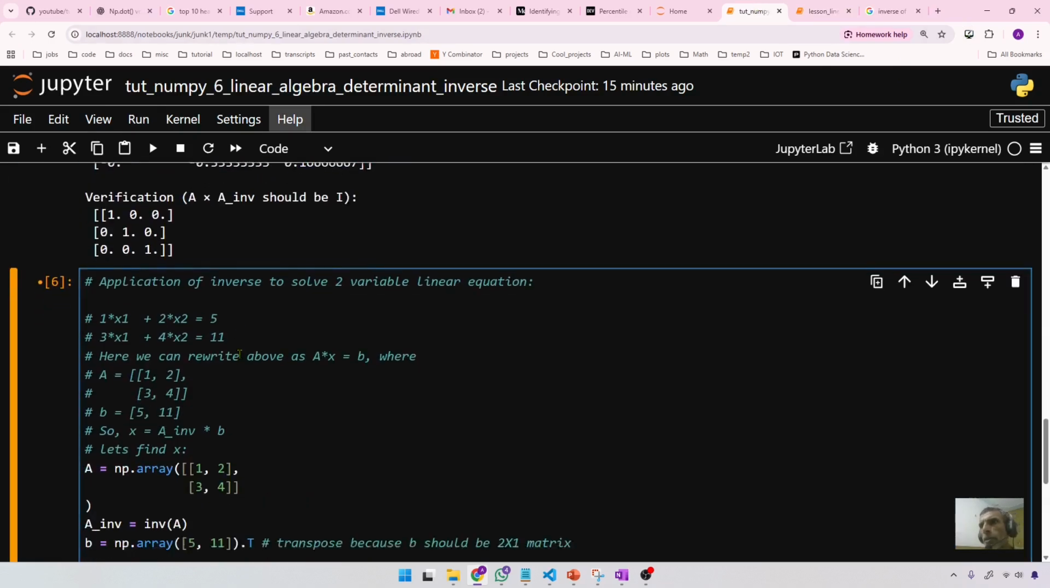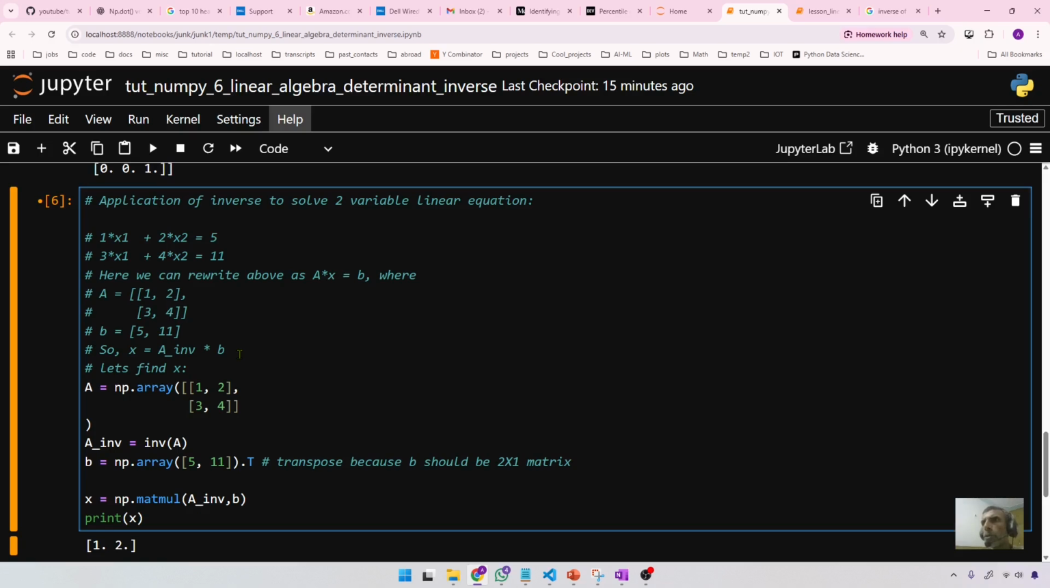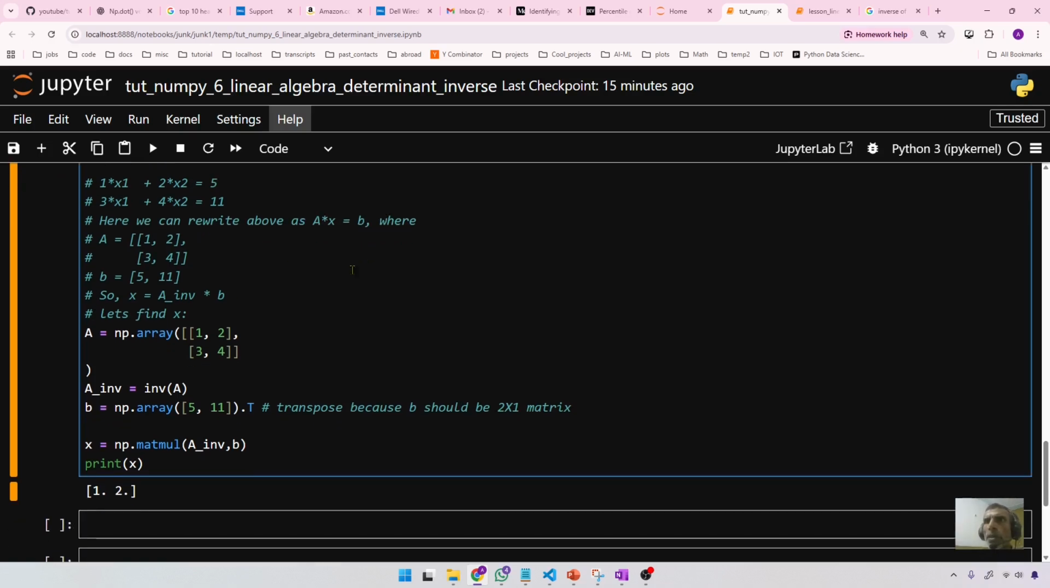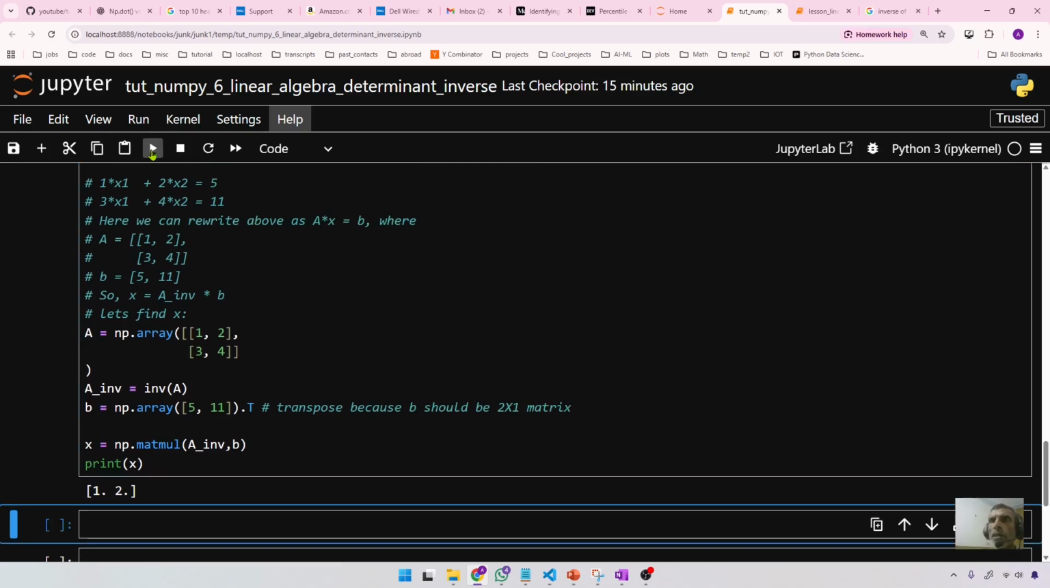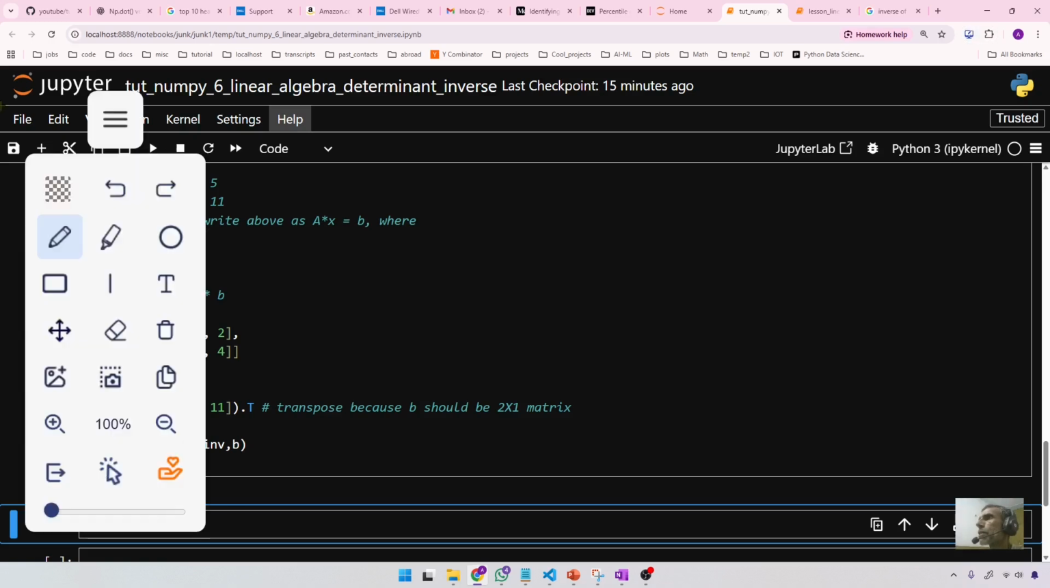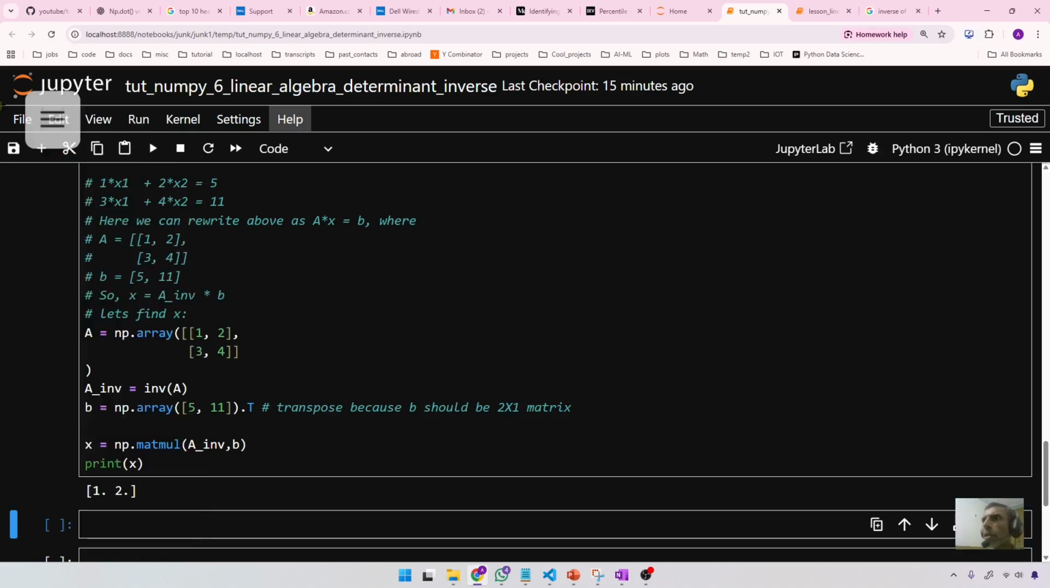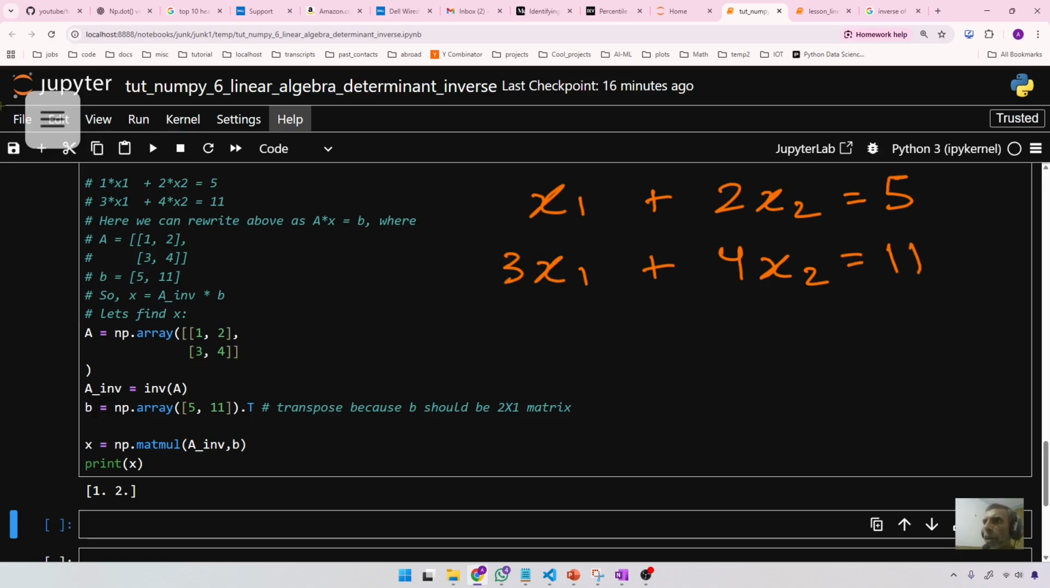Now let's look at an application of these inverses. Let's say you want to solve an equation. It's a linear equation, and let's say the equation is this: 1x1, let's call it x1, plus 2x2 equal to 5. You want to solve this equation: 3x1 plus 4x2 equal to 11. Well, first you find your A matrix.